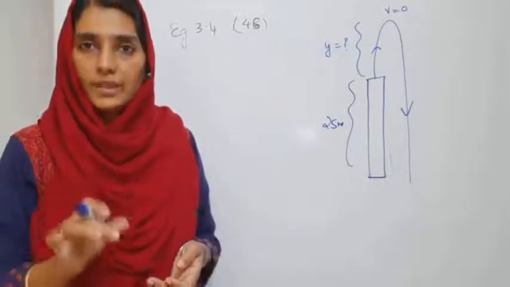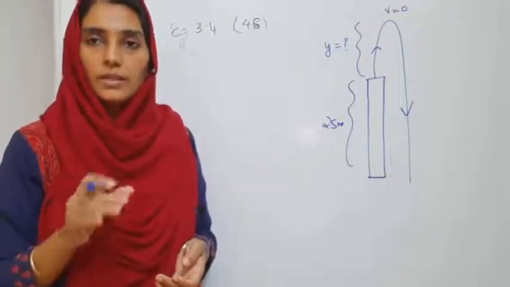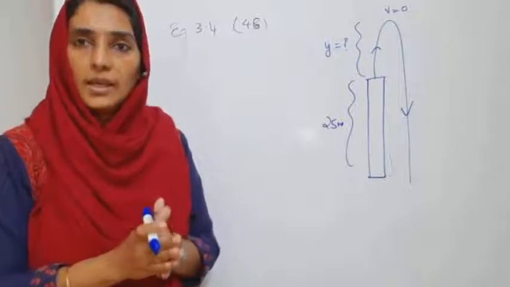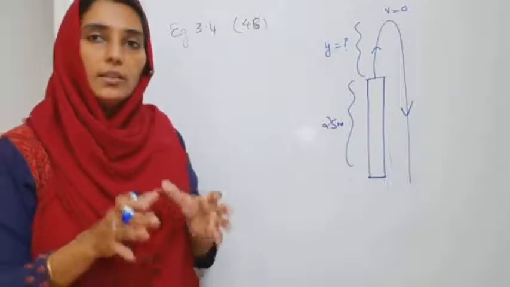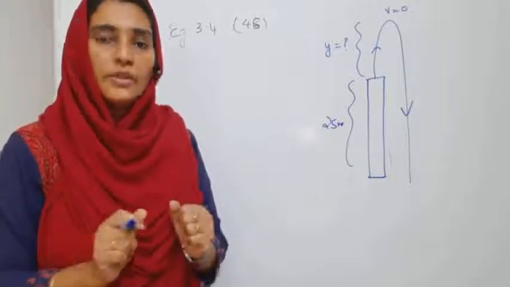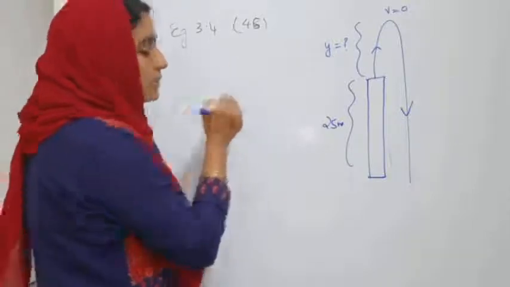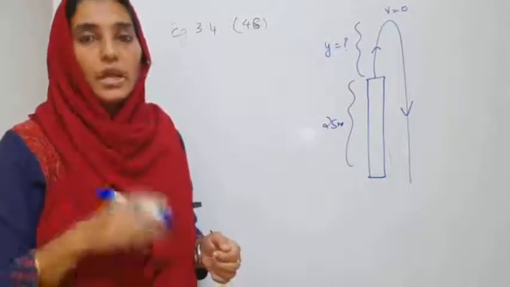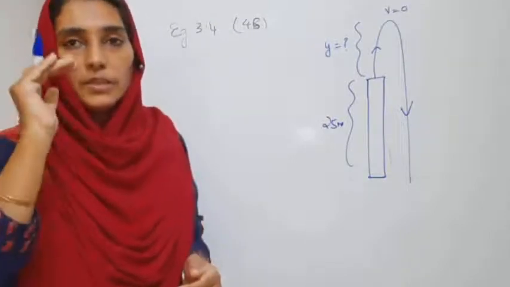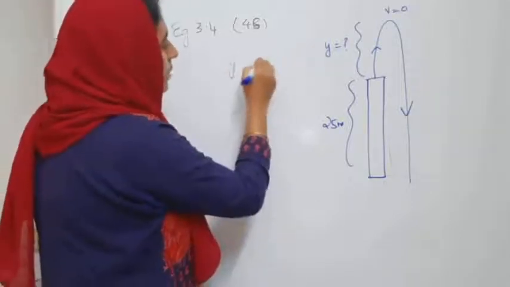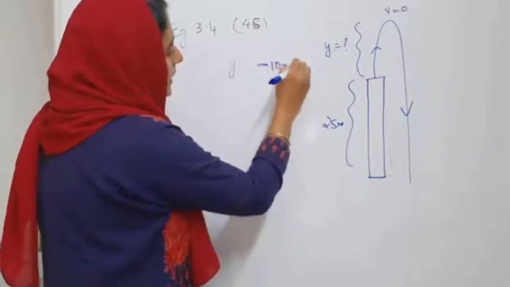As acceleration is a vector quantity, we need to assign a direction to it. The acceleration is always directed along the force acting, and here the only force acting is the force of gravity, which is directed towards the center of the earth, in the downward direction. If you consider the upward direction as positive and the downward direction as negative, then g is equal to minus 10 meters per second squared.